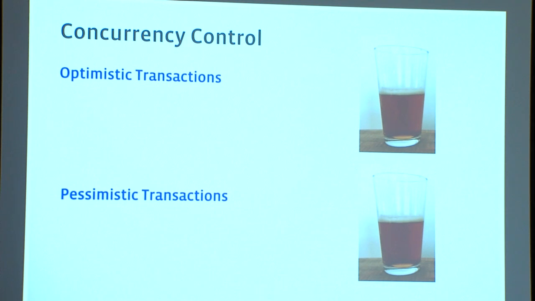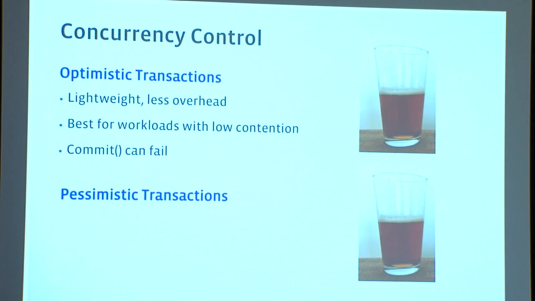But optimistic transactions are optimistic in the sense that they assume there's not going to be any conflicts as we're executing our writes in our transactions, and we wait until commit time to actually do write conflict checking. So this means commit can fail if we detect write conflicts. These are pretty lightweight. There's less overhead, but they're best for workloads where there's not a lot of contention, where you don't have multiple transactions all modifying the same keys, or good for workloads where you have a lot of writes, but very few of those writes need to actually be transactions.